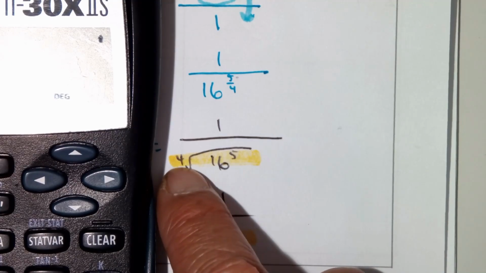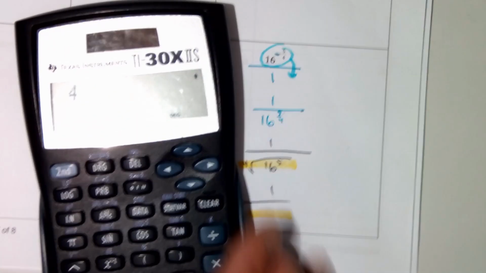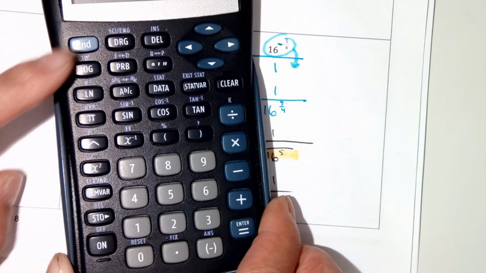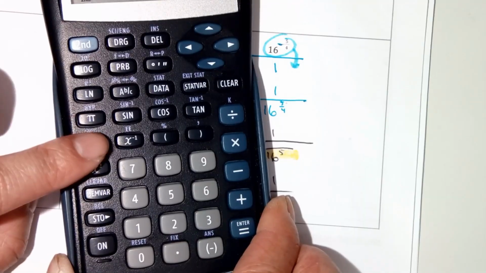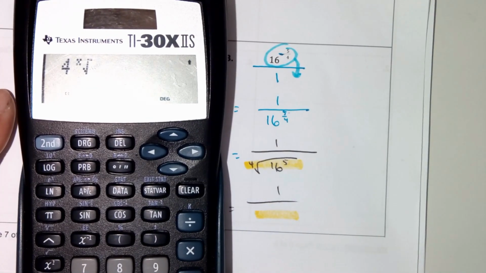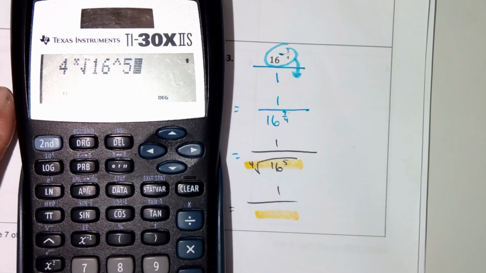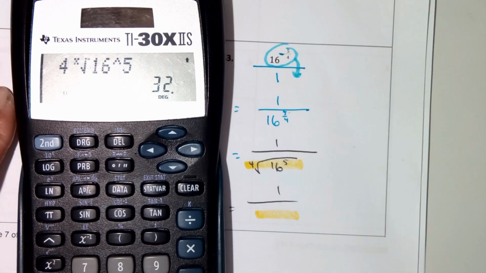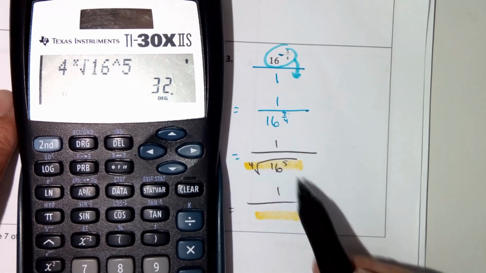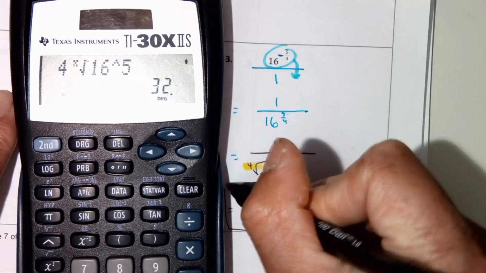Okay, so we want a 4 as our root. Then I'm going to press behind there, so second, up arrow, and then inside our radical, the radicand, we have 16 to the 5 power, press enter, and you have 32. Remember, the answer is not 32, it's going to be 1 over 32. And there's your boxed answer.